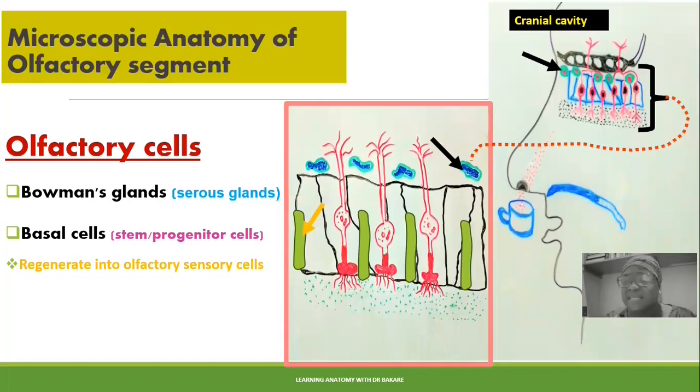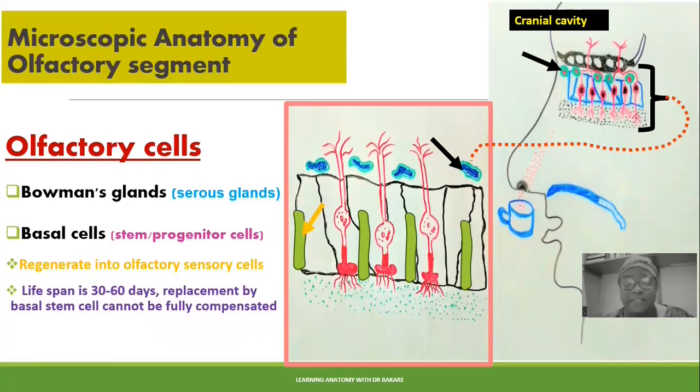These olfactory sensory cells have a very short lifespan, which ranges from 30 to 60 days. If they have this short lifespan, it means that they should be replaced for the process of the perception of smell to continue. What is responsible for replacing these cells are the basal cells. As the olfactory receptor cell fades out, there is a continuous replacement by the basal cell. And this is what this cell is responsible for.